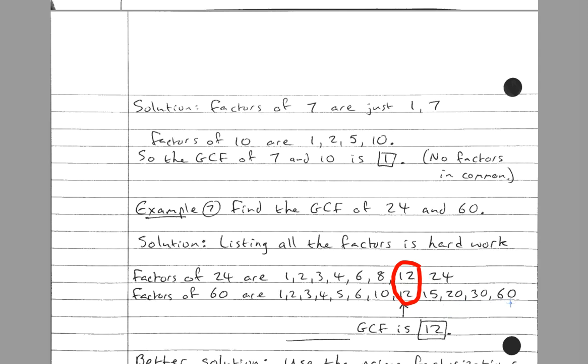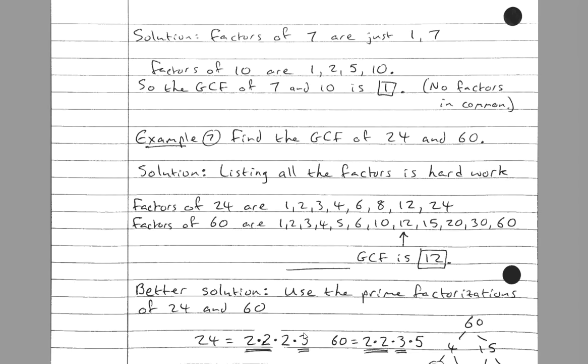Nothing up here is matched over here. Okay, so the greatest common factor is 12. But yeah, so this is what goes wrong if you're dealing with bigger numbers. This is a lot of work. Is there an easier way to work out the greatest common factor, especially when you're looking at big numbers? Yes. So the better solution is to use prime factorizations.